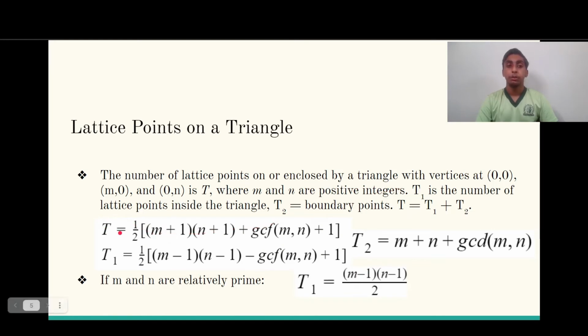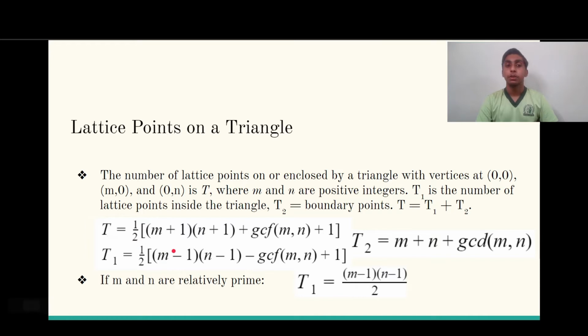To find T, our formula is going to be 1/2 times (m plus 1) times (n plus 1) plus the GCF of m and n, plus 1. We went over GCF in the first video of this series. Now T1 is going to be 1/2 times (m minus 1) times (n minus 1) minus the GCF of m and n, plus 1. We have all these minuses here because T1 is only the number of lattice points inside the triangle. It doesn't account for those on the boundary. And T2 here is going to be m plus n plus the greatest common divisor of m and n. So if you know what your T1 is and you know what your T2 is, you can find T directly.